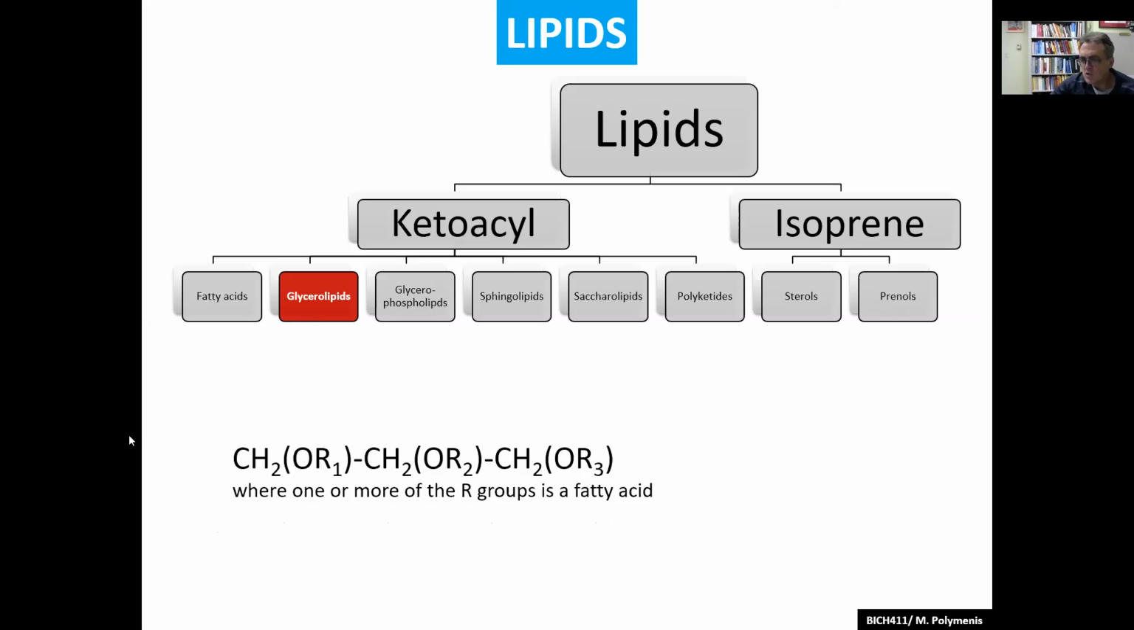We've also seen these. What happens to fatty acids when they are esterified with glycerol? They can make glycerol lipids. The backbone here is glycerol, and the side chains are fatty acids. You can have one or up to three on any given glycerol backbone, as we have seen.